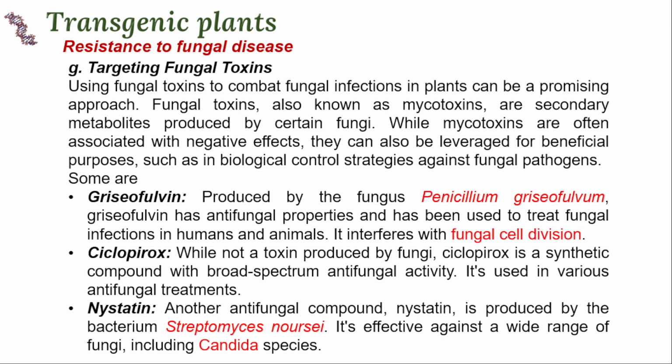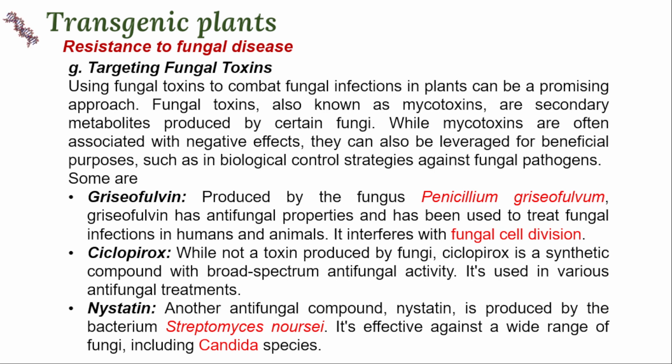And one more approach is called targeting fungal toxins here. Different types of chemicals are produced from opposing fungi that will be toxic to other fungal species. Take the example of griseofulvin. This is a chemical produced from Penicillium. This chemical, griseofulvin, mainly defends against other fungal pathogens and stops the cell division of other fungi. But this is not toxic to the Penicillium species.